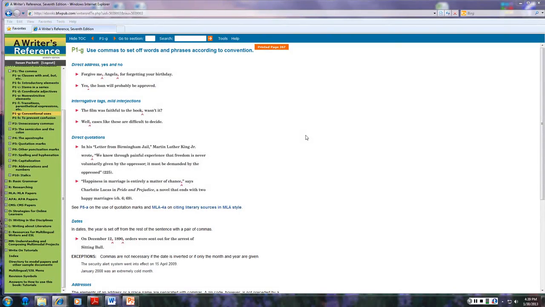P1G is conventional uses. Nouns of direct address, when you call someone by name. You also use commas when you say yes and no. When we have what are called interrogative tags, wasn't it? When we use direct quotations, we separate the direct quotation from the rest of the sentence with a comma. Notice that the comma comes at the end of the introductory information. It comes inside the closing quotation mark when it goes there.